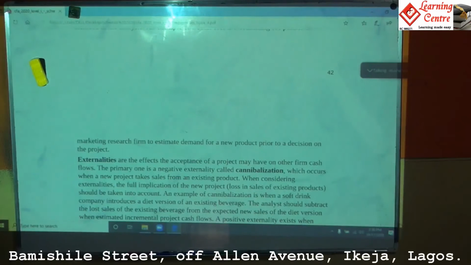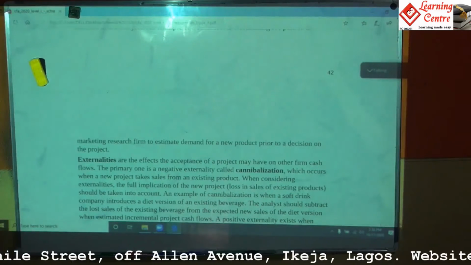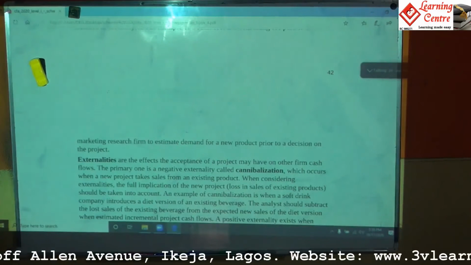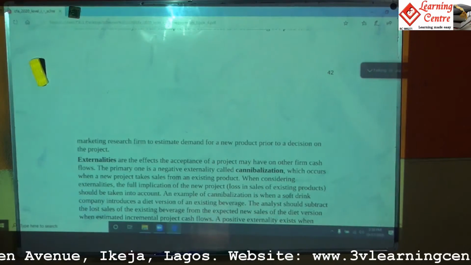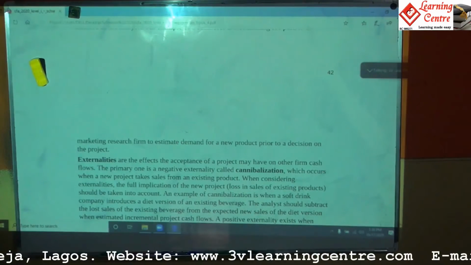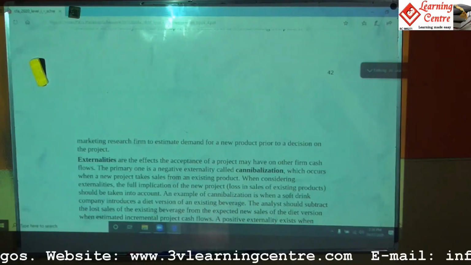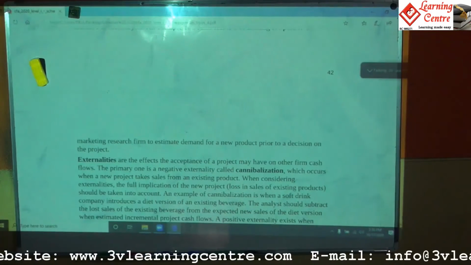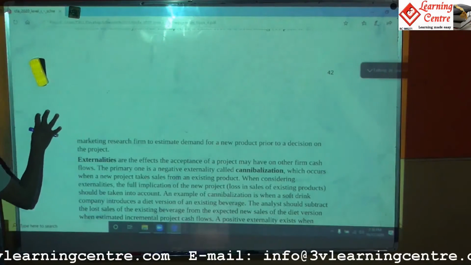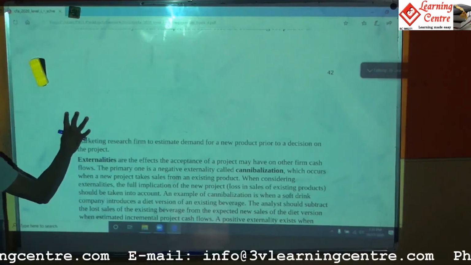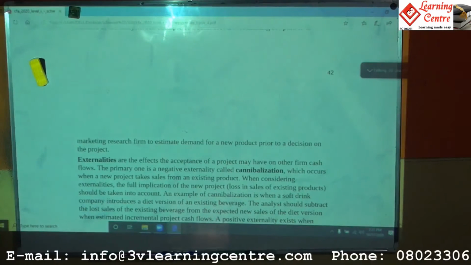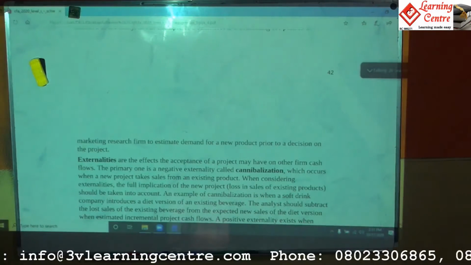Okay, we said externalities. We have different types of externality; it could be positive, it could be negative. Another form of externality is cannibalization. The definition you don't need to know, but just know that cannibalization is another form of externalities included in the calculation of your capital budget. Are we good?